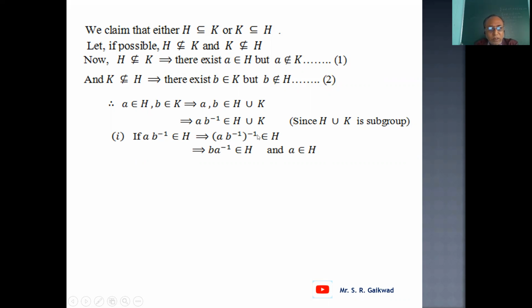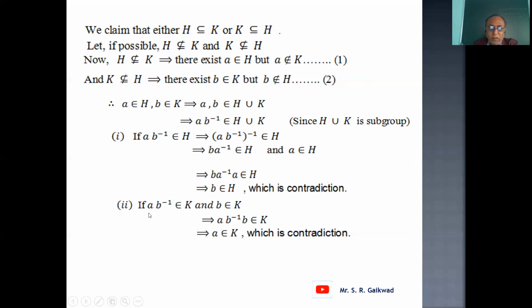(A into B inverse) inverse also belongs to H because H is a subgroup, so the inverse exists. But (A into B inverse) inverse is the same as B into A inverse by the reverse law of inverse. And therefore B into A inverse belongs to H. A also belongs to H. And therefore by closure property, B into A inverse into A belongs to H. But B into A inverse into A is nothing but the identity element. It implies that B belongs to H. But B is not in H, which is a contradiction. Therefore, if A into B inverse belongs to H, it implies B belongs to H, which is a contradiction.